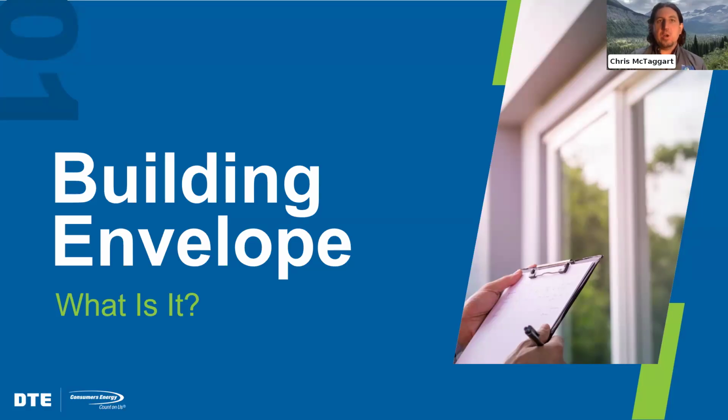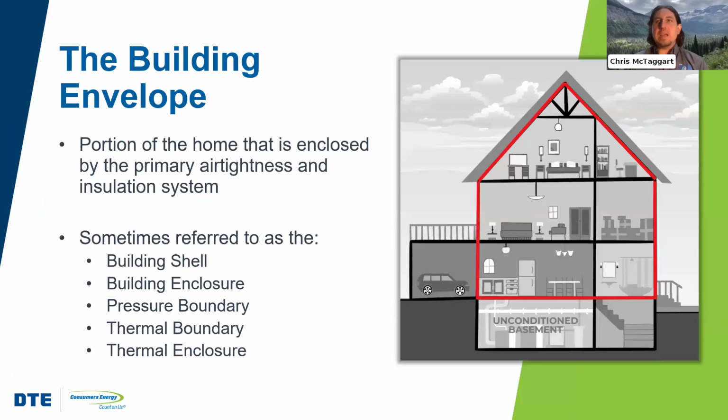Okay, so building envelope. What are we talking about? Well, the building envelope is basically how we define the boundary of living space, more or less. So the six-sided box, if you will, that defines our conditioned, insulated, airtight living space of our home. And so we can think of the building envelope as being the building shell or the building enclosure. You could call it the pressure boundary, the thermal boundary, thermal enclosure. They all kind of mean the same thing, in essence.